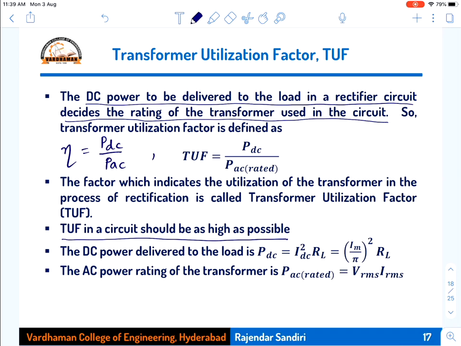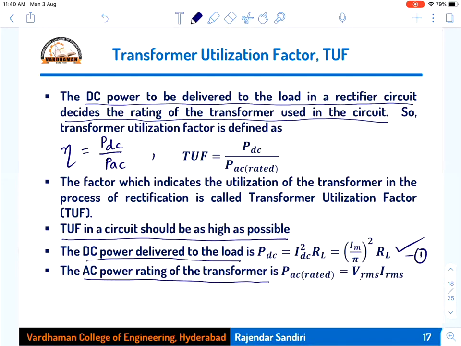We'll now see. The DC power delivered to the load, PDC, is IDC square into RL, that is Im by pi whole square into RL. The same thing we used in the efficiency calculation also. You can keep it as equation number 1, and we can directly substitute it in the numerator here. Now, the AC power rating of the transformer, PAC rated, is equal to VRMS into IRMS. This is just a simple definition: AC power is AC voltage multiplied by AC current.